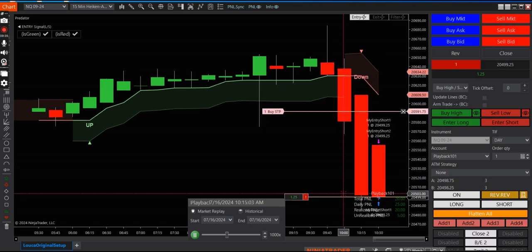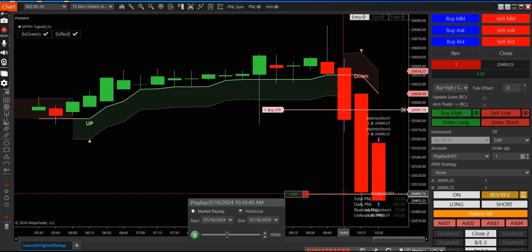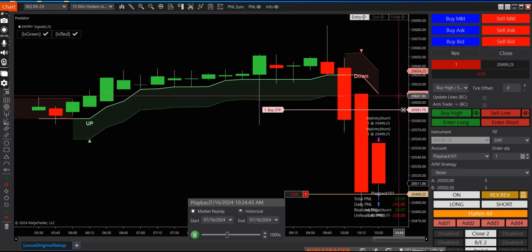Order submitted. Let's see if it reverses. Order failed. Order submitted. So I do have reverse exit, which means once it detects a candle going in the opposite direction.